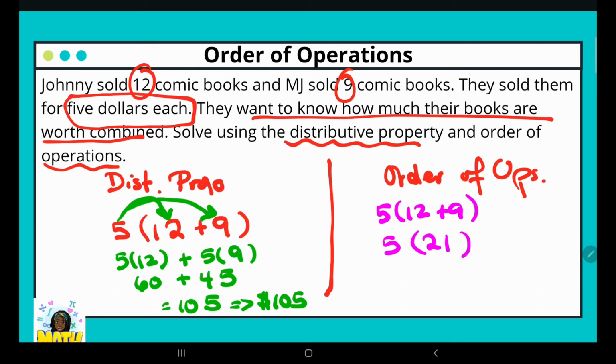Now let's take a look at the order of operations. So now I have 12 plus 9 is 21, 5 times 21. 5 times 1 is 5, 5 times 2 is 10. So here, it also shows that they sold $105. 2 different approaches, exact same answer, so we know we did our work correctly.